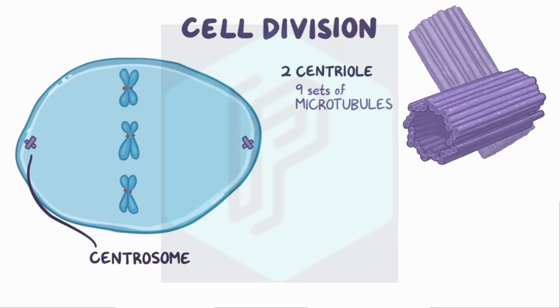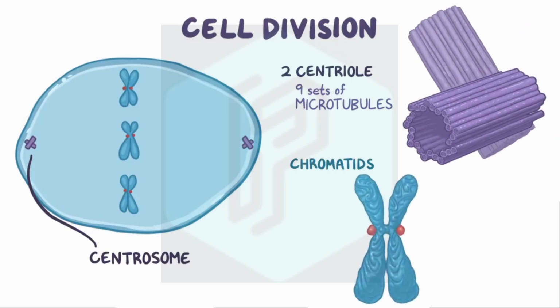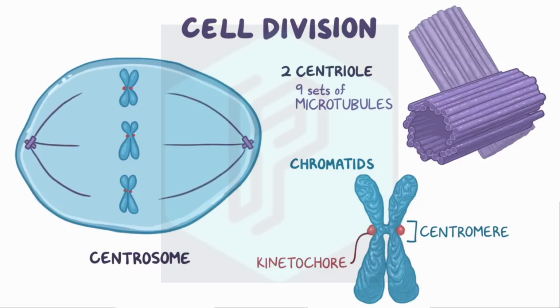Now, during cell division, each chromosome is made up of a pair of sister chromatids which are joined together at a region called the centromere. At the centromere, there's a specific protein complex called the kinetochore. To help the 2 sister chromatids separate from each other, microtubules from the centriole polymerize in the direction of the kinetochores.